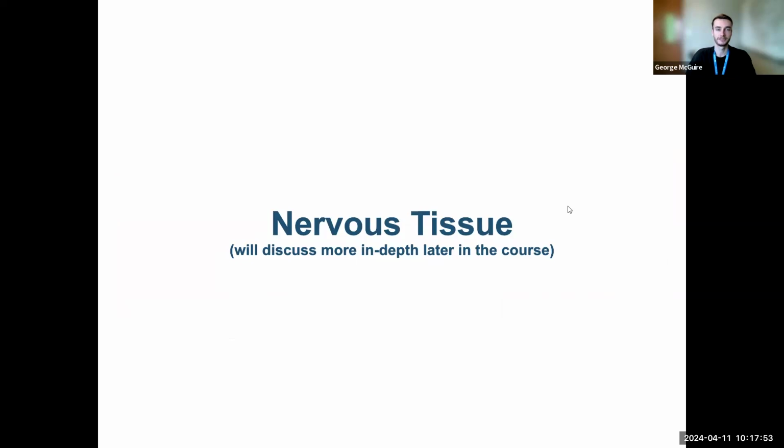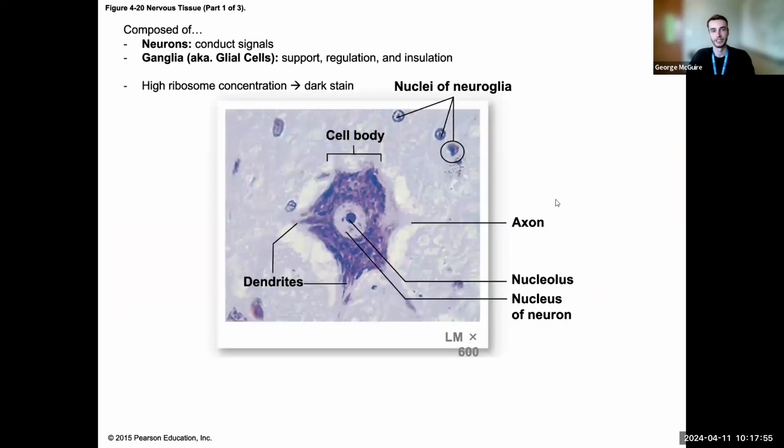Then our last tissue type is nervous tissue. We're just going to briefly address essentially the cell types and the basic structures of what they do. But like I said, we have a whole chapter on that later. So nervous tissue is composed of neurons, which are what can conduct those electrical signals from one to the other, eventually ending up on a muscle cell of some type. And then we have the supportive cells that we call glia or ganglia.